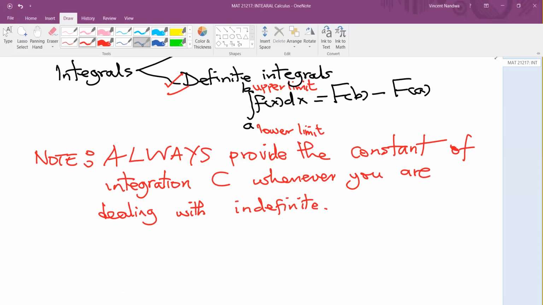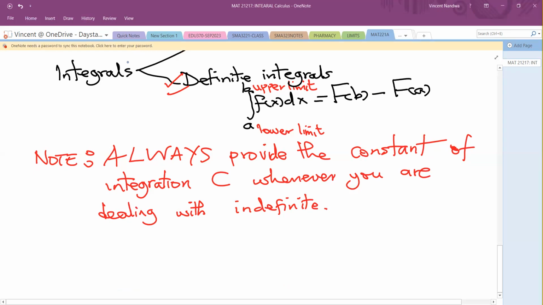Then let's give some basic properties of integrals before we state and discuss a few techniques of carrying out integration. So some basic rules of integrals.